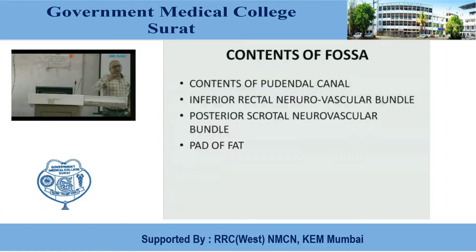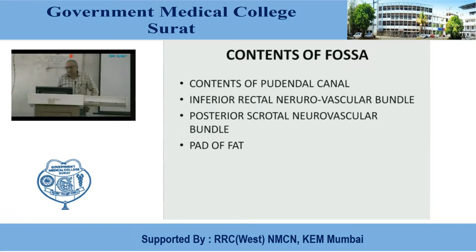After the subdivisions, let's go towards the contents of the fossa. So which are the contents of the fossa? First and foremost, the contents of the pudendal canal. As I explained, the pudendal canal itself is located within the lateral wall of this fossa. So obviously the contents of the pudendal canal will be contents of the fossa also. These are the pudendal nerve and the internal pudendal vessels along with their branches.